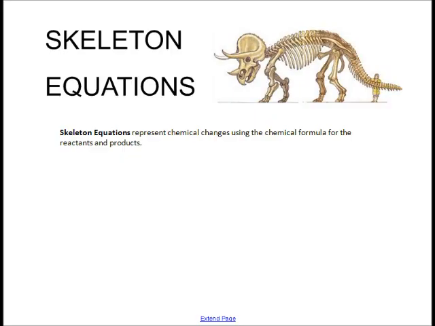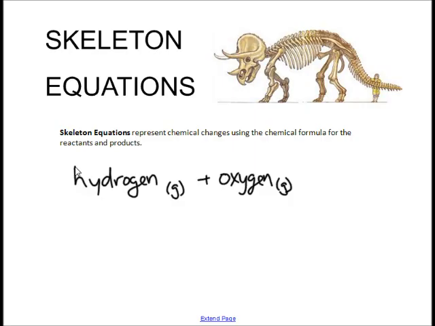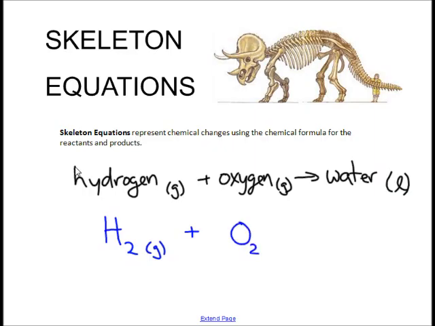So in that example that we had, hydrogen gas plus oxygen gas makes water as a liquid, we're going to use our chemical formula. So we know our chemical formula for hydrogen. It's one of those diatomic elements, so it has to be H2. We know the state is gas, so we'll still put that in there. Then we have our oxygen. Oxygen's another diatomic element, so it exists as O2. And we know the state of it is gas.